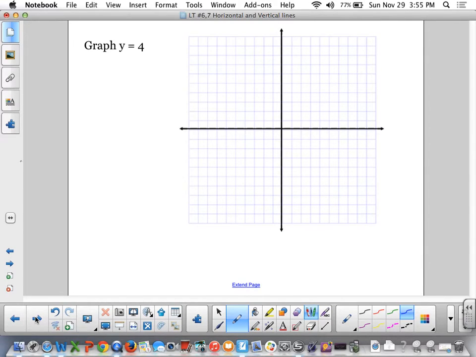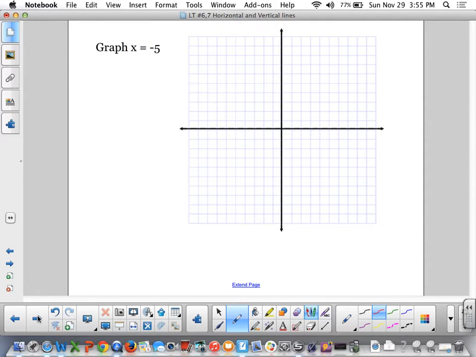So pause the movie, graph y equals 4, and then press play when you're ready. Y equals a number. Well, way to remember that, I'm going to go on the y-axis at 4, 1, 2, 3, 4. And I know it's going to be a horizontal line because y is always 4. Doesn't matter what x is. So it's a horizontal line.